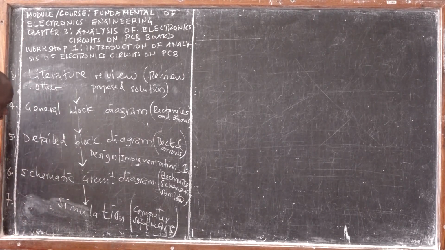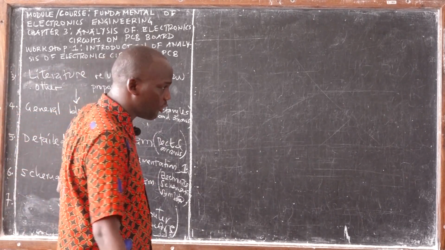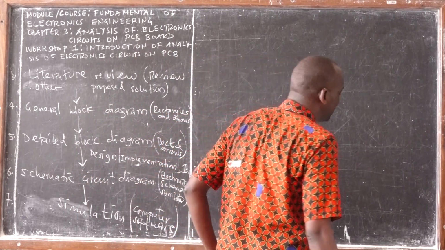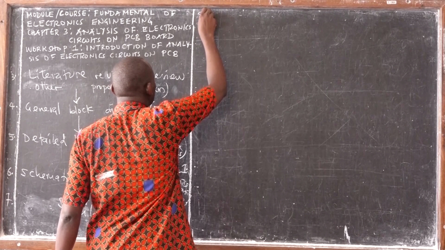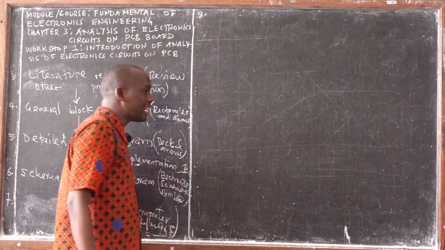So this is step number 7. Step number 7 is what? Simulation, where we have online and offline electronic simulation software. Then we go for step number 8. What do you think about step number 8?